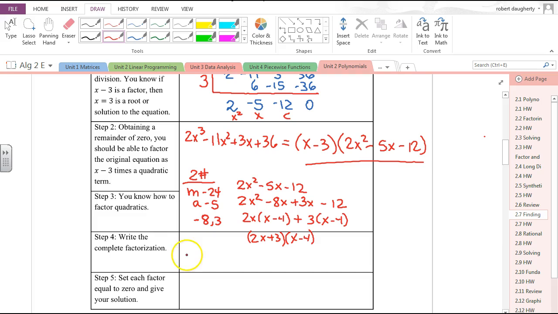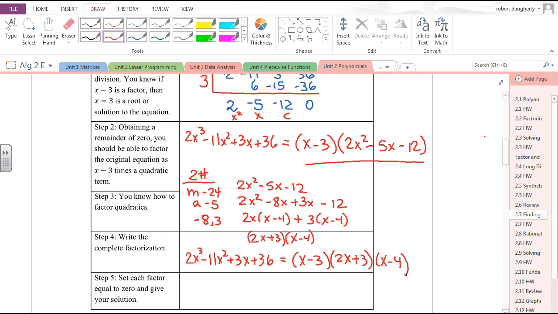Okay, so the complete factorization. So I started out with what? 2x cubed minus 11x squared plus 3x plus 36. What is the complete factorization now? Yeah, x minus 3, that was my first factor. Yeah, 2x plus 3 and x minus 4. Okay, that is my complete factorization.